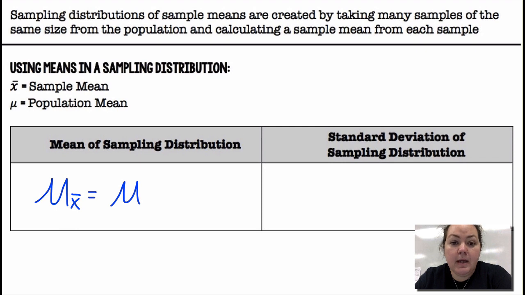If we want to find the mean of the sampling distribution, it is going to be equal to the mean of the population. The standard deviation of the sampling distribution will be equal to our population standard deviation divided by the square root of n. And remember, n is the size of your sample.